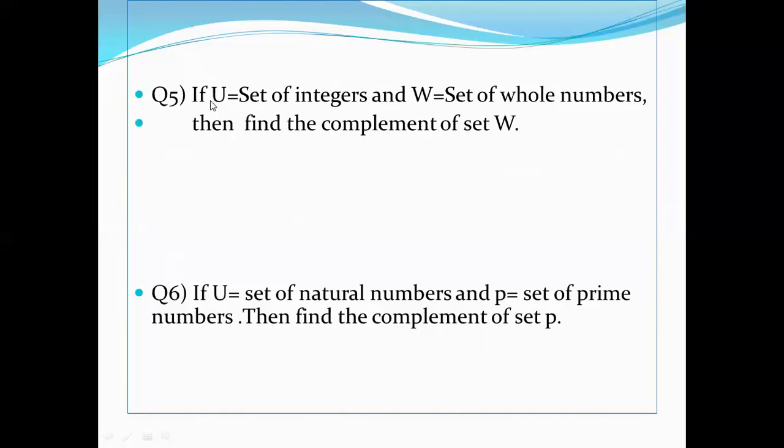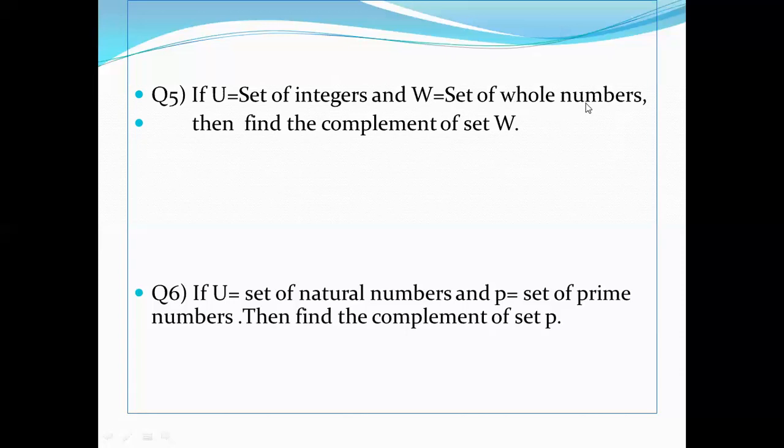In question number 5, you have given if U is equal to the set of integers, meaning the universal set is equal to the set of integers. So what is the set of integers? 0, plus minus 1, plus minus 2, plus minus 3, plus minus 4, and so on. That means all the positive and negative numbers including 0.